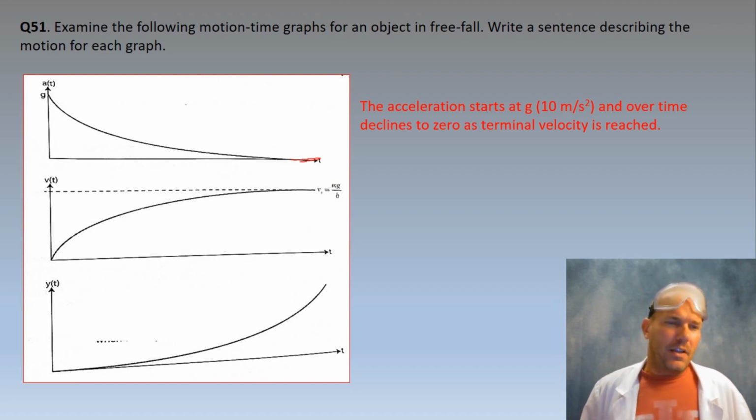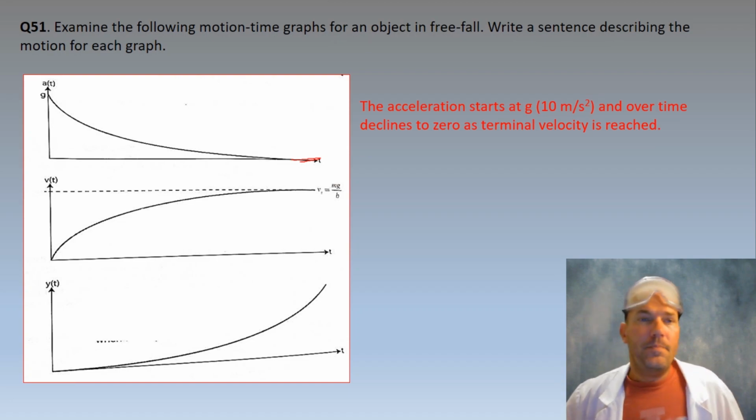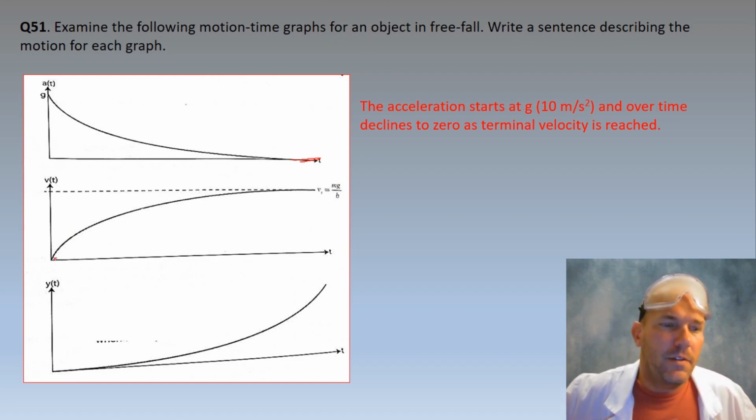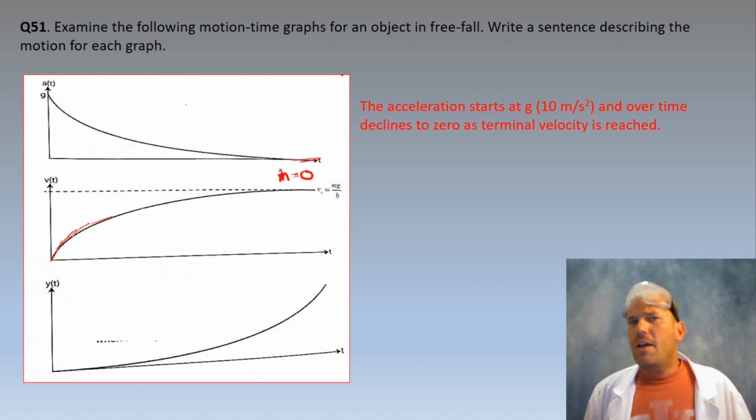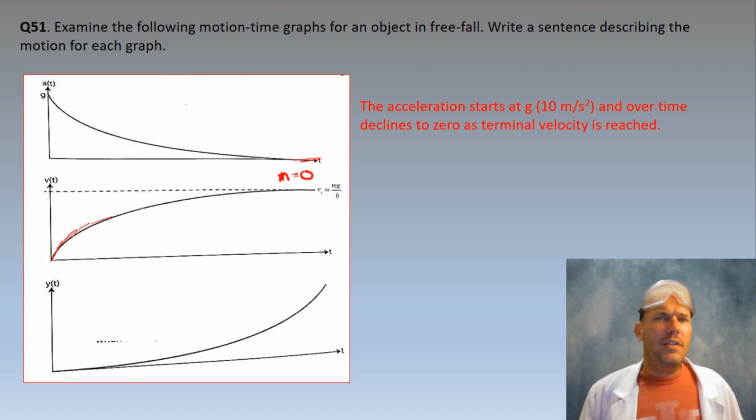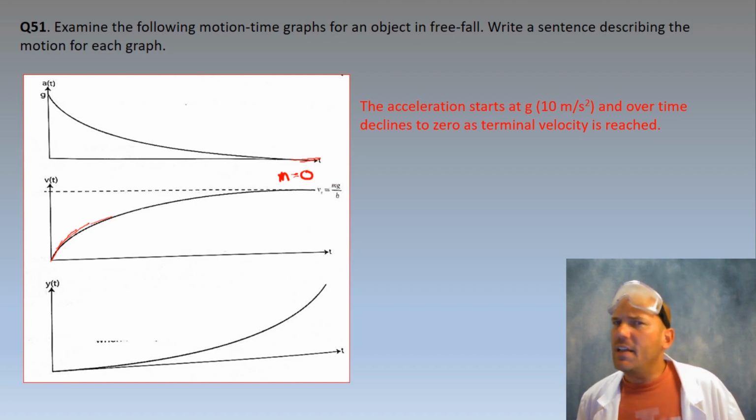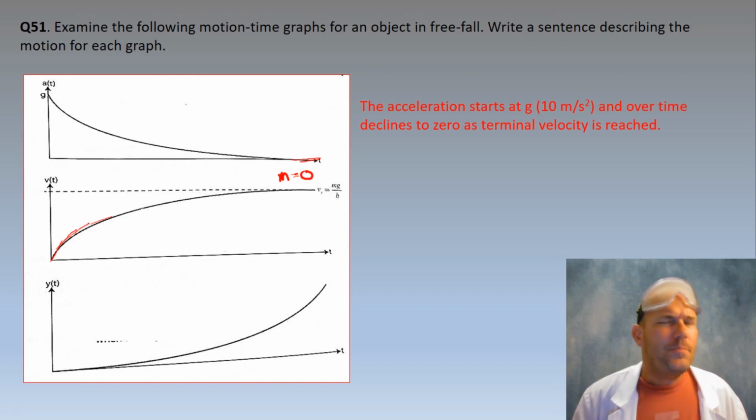Okay, now let's look at our velocity as a function of time for an object in free fall. Over time, we see that the rate here is changing. In fact, it's getting less and less and less until we get a slope of 0 here. So when a slope is 0 on a velocity-time graph, that's telling us that the velocity is constant. When is velocity constant? When an object in free fall reaches the terminal velocity.